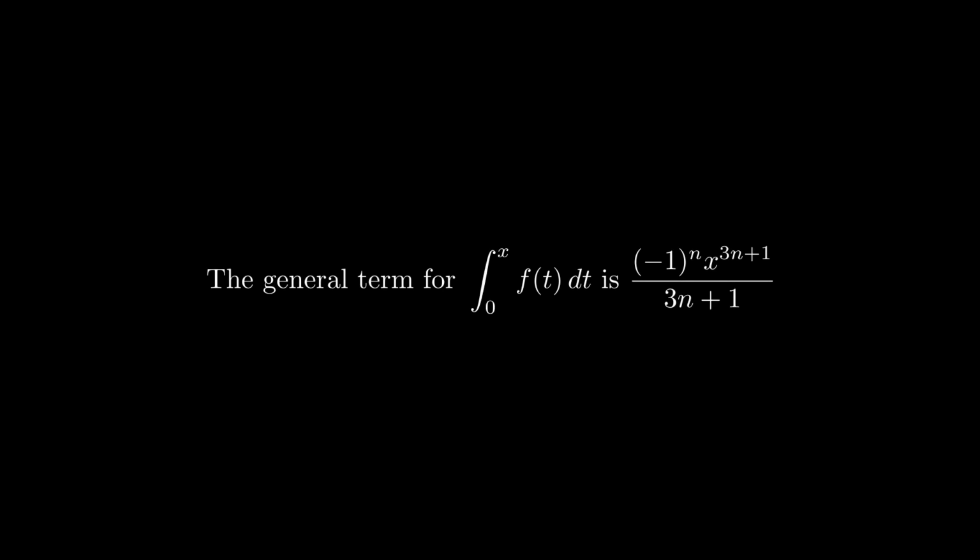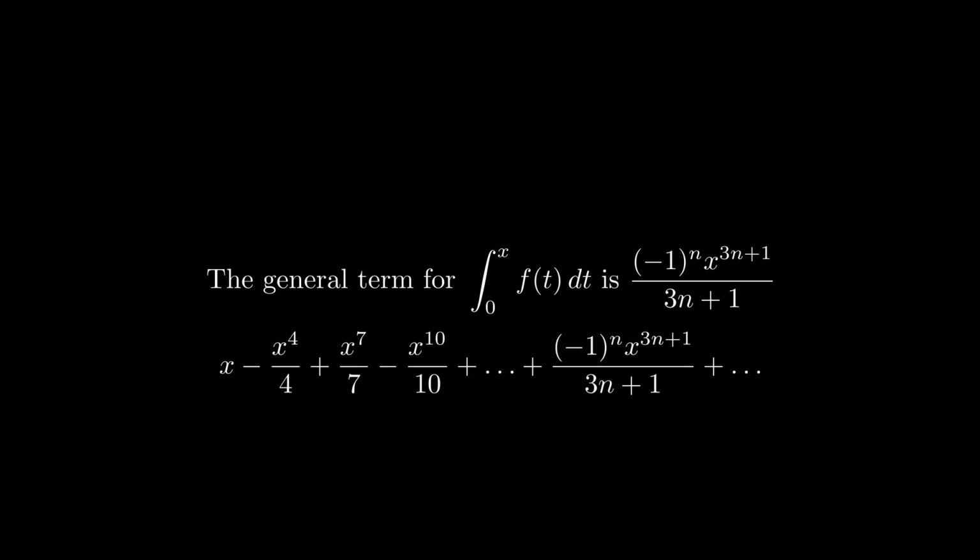Now in part C, we want to find the first four non-zero terms and the general term for the Maclaurin series representing the integral of this function f from 0 to x. So again, we manipulate the Maclaurin series that we were given initially in this problem. We integrate the general term for the function f, right? And if we integrate that, we get that the general term for the integral of f will be negative 1 to the power of n times x to the power of 3n plus 1 divided by 3n plus 1.